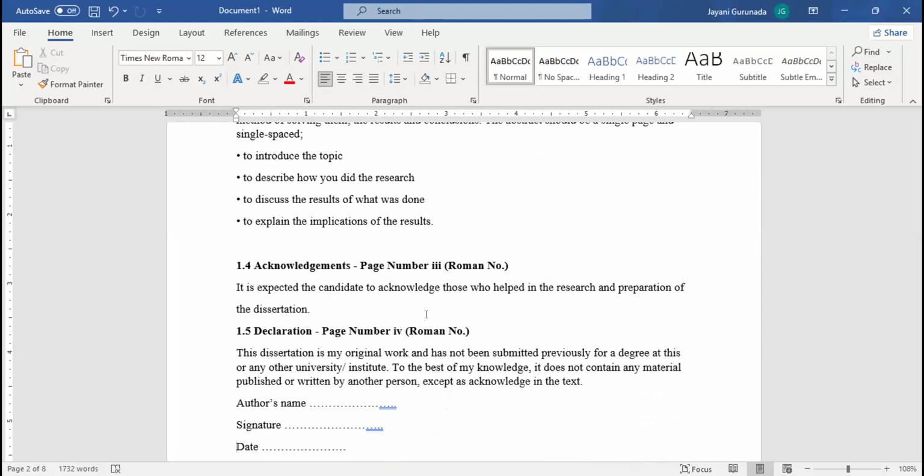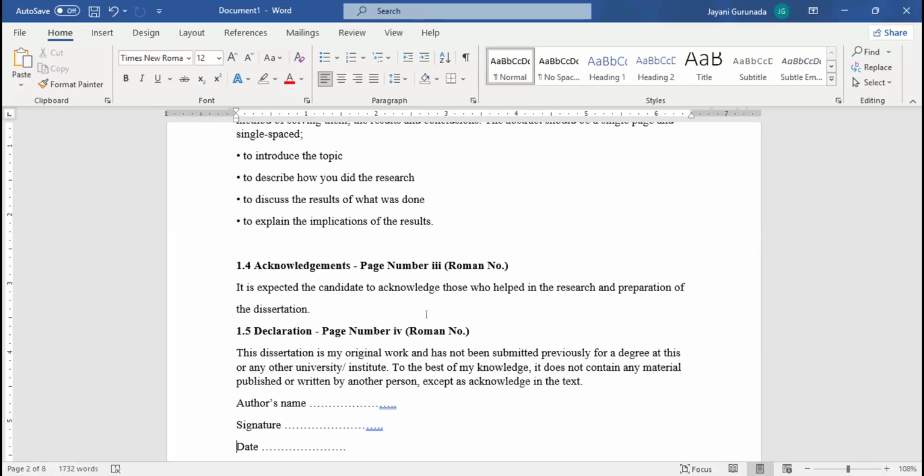Page number, Roman number 3, right? Then the candidate is expected to acknowledge those who helped in the research. If you go to the internet, you can find lots of research: master's and bachelor's sample research, dissertations. So you can find how to write the acknowledgement.